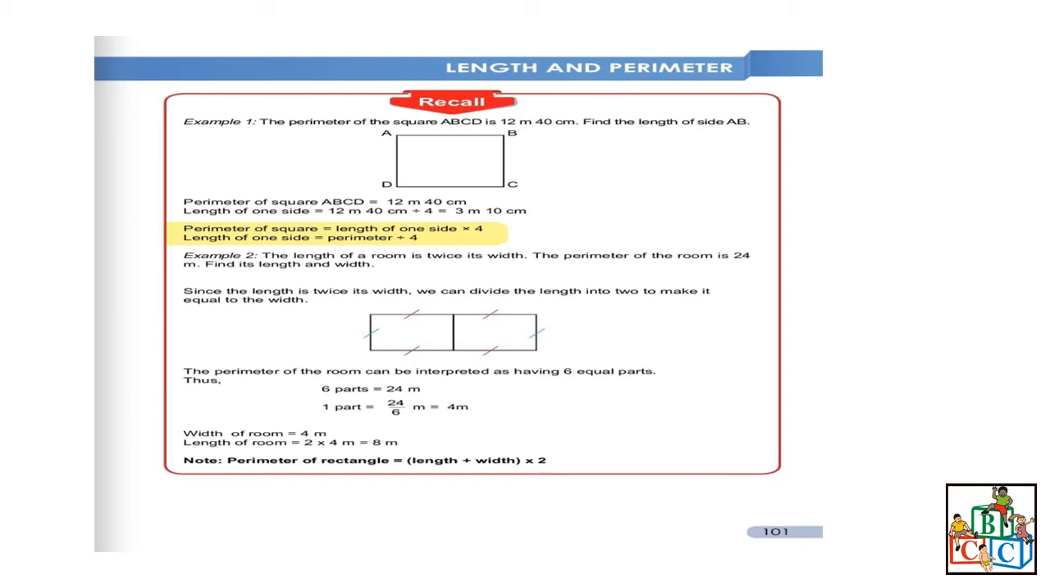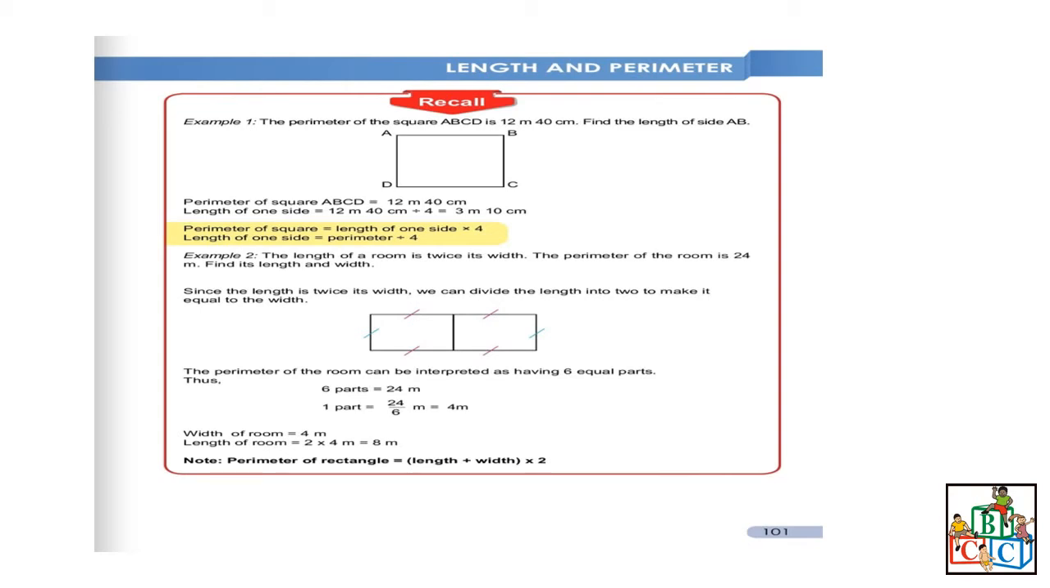Now you have to find the length of one side. What are you going to do? You are going to divide by four sides. So 12 meters 40 centimeters, you are going to divide by four sides. Your answer will be 3 meters and 10 centimeters. So if you're going to find the perimeter of a square, you will find the length. For example, the length of one side is 4. You are going to multiply by the four sides. The length of one side is the perimeter divided by 4.